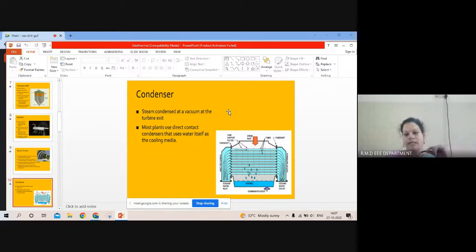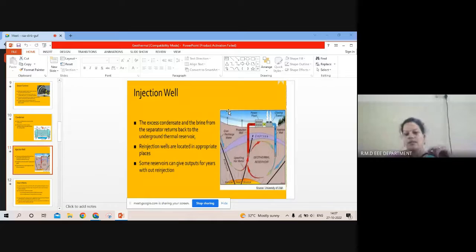After using the steam for running the turbine, at the exit we have the same steam. That steam will be sent to the condenser unit. Most of the plants use direct contact condensers that use the water itself as the cooling media to reuse the same steam for further cycles.